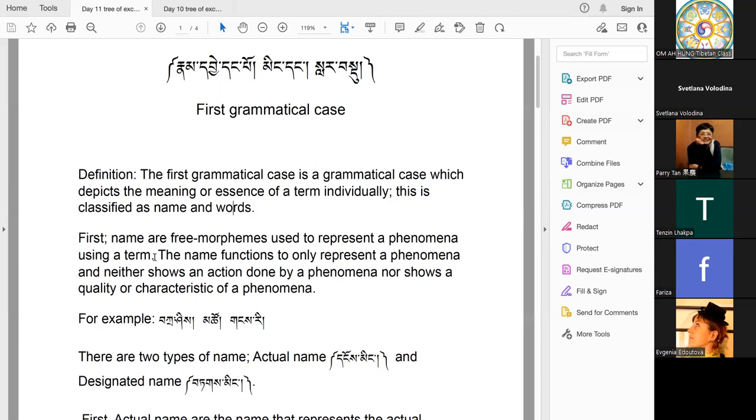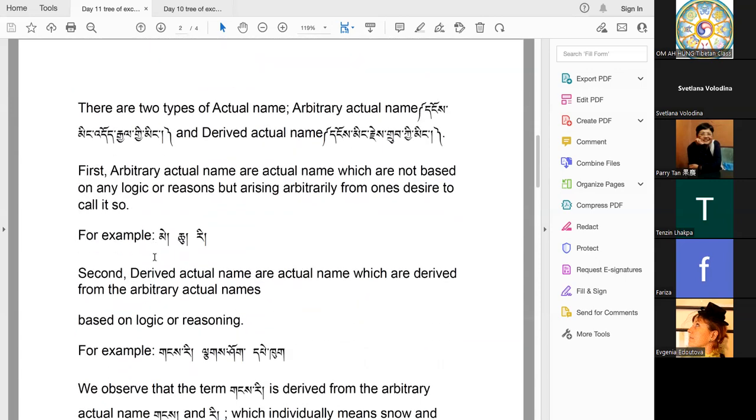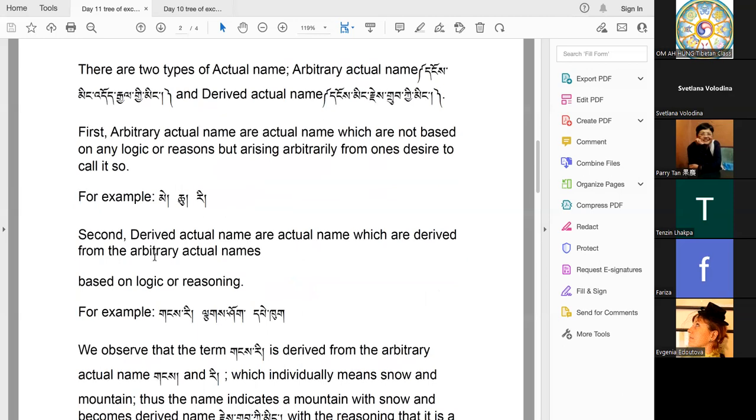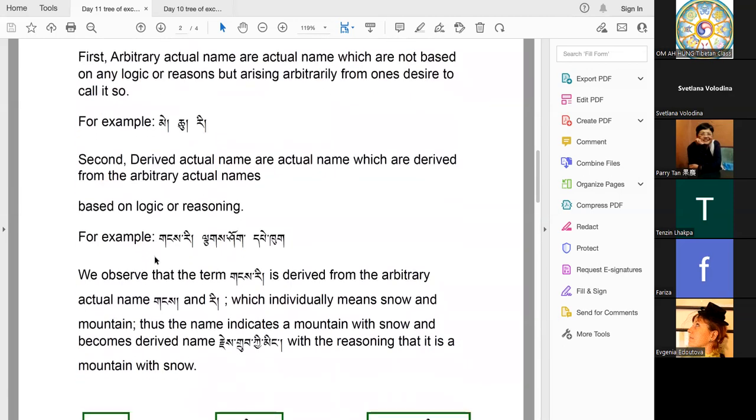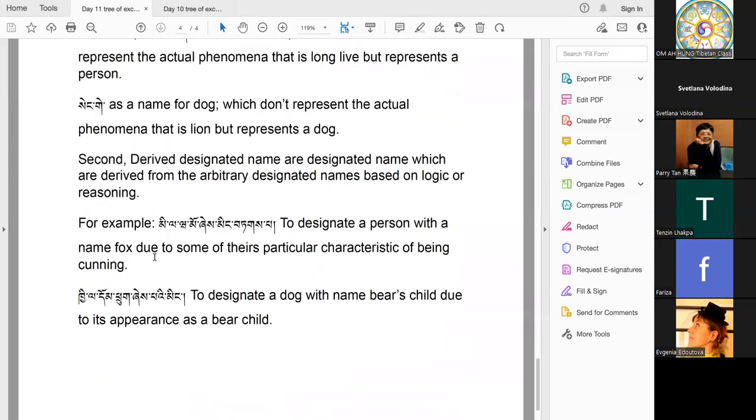Okay, because I was also wondering about the other part which you were mentioning. I didn't understand it well. Maybe I'll have to go through it again. It is the derived designated name, where you call a person, say you give an example, you designate a person with the name fox due to the characteristics. Yes. So here you are saying that. Yes.